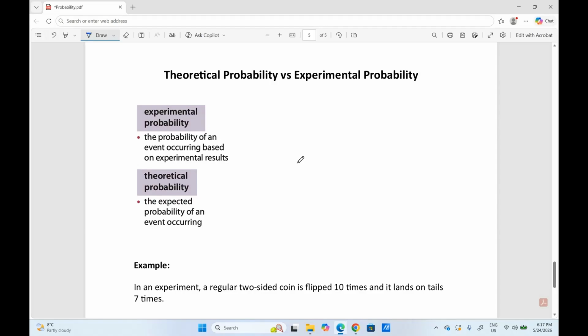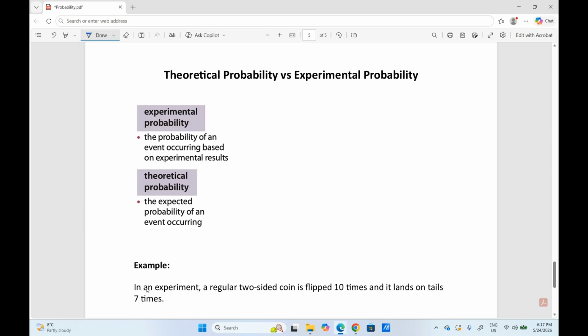Hi class. In this video, we're going to be talking about theoretical probability versus experimental probability. So experimental probability is the probability of an event occurring based on the experimental results. Meanwhile, theoretical probability is the expected probability of an event occurring.